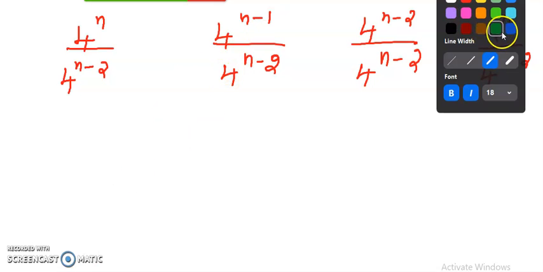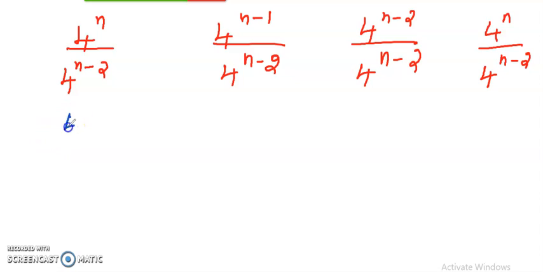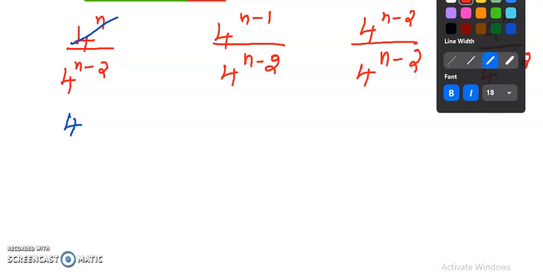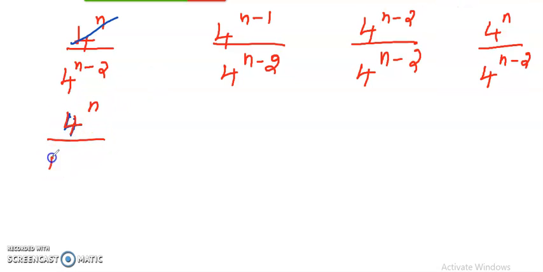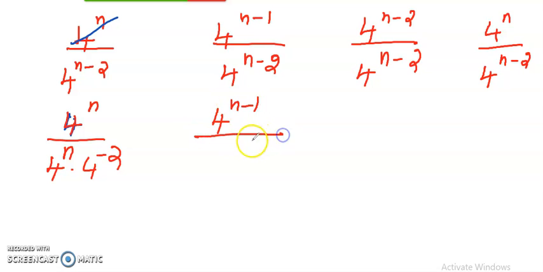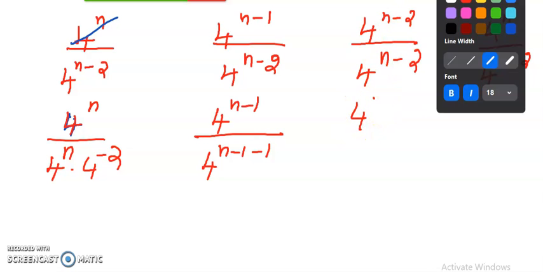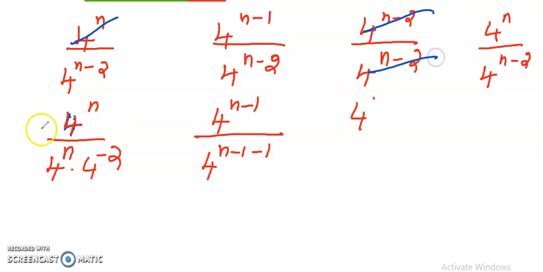So let me explain how to eliminate. This is 4 power n, and this 4 power n, so let me write that again. 4 power n by 4 power n minus 2 can be split as 4 power n, 4 power minus 2. Here this can be split as 4 power n minus 1, so this is 4 power n minus 1 minus 1, right? 4 power n minus 2. So this can be eliminated. Here also this will be eliminated. Here this 4 power n minus 1 will be there.